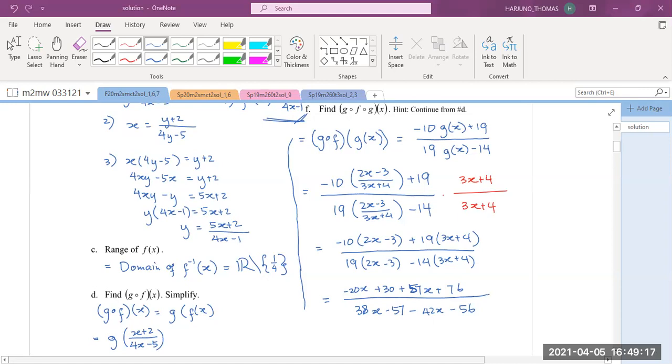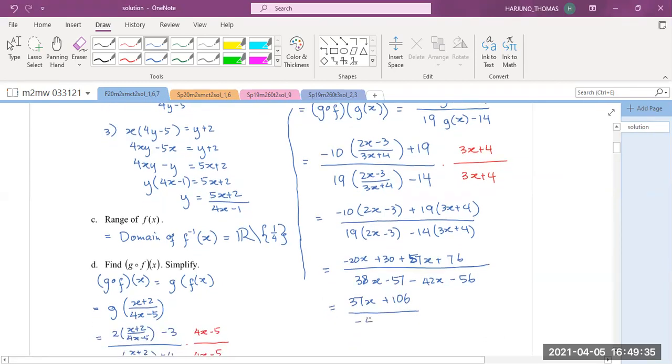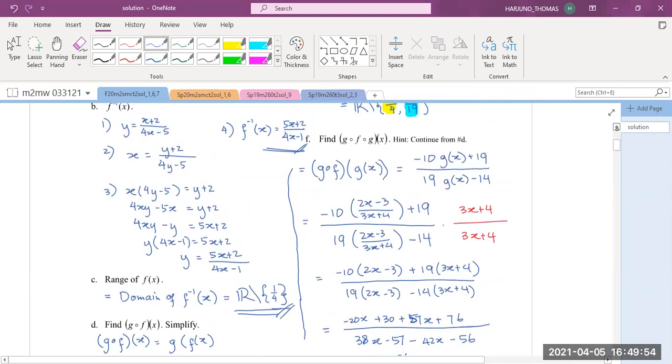So I get 37x plus 106 over negative 4x minus negative 4x minus 113. Yeah, to be honest with you, the last question is directed for how you play with this building block.